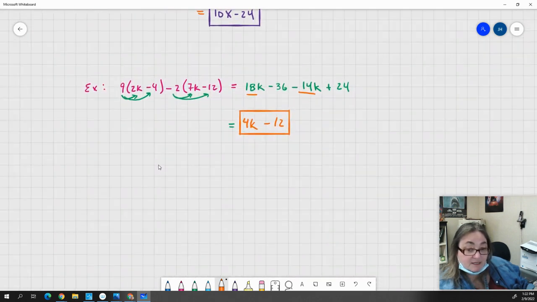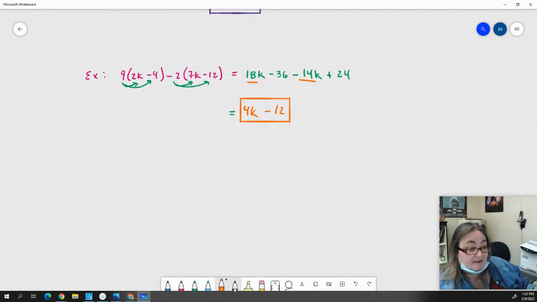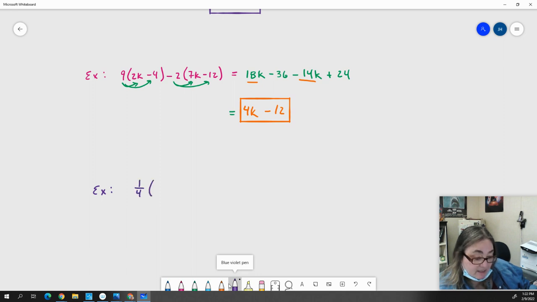You may get something perhaps that has a fraction in it. So let's do one quick one with a fraction. If I have, let's look at 1/4 times 8x minus 4. This is a fairly simple fraction.